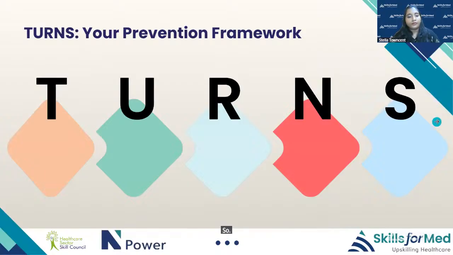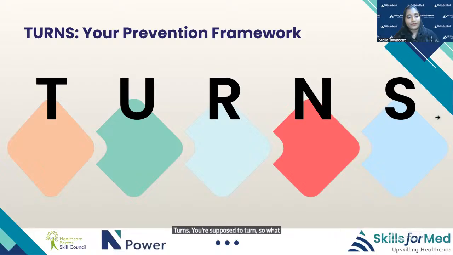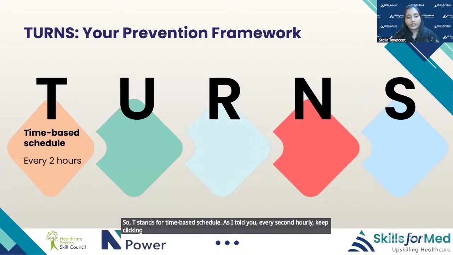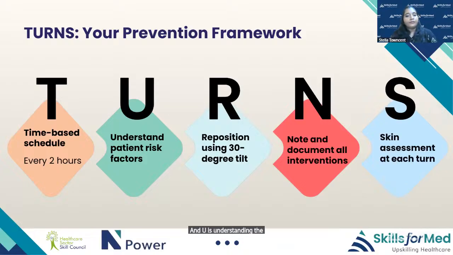So we thought of putting an acronym which is very appropriate here. TURNS. You're supposed to turn. So what are the things you have to remember? T stands for time-based schedule. As I told you, every 2 hours. And U is understanding the risk factors. I already told you, at admission, every patient who comes to a hospital to get admitted should have the Braden scale assessment. So you already know whether they are low risk, moderate risk, or high risk. So that is U, understanding the patient risk factors.